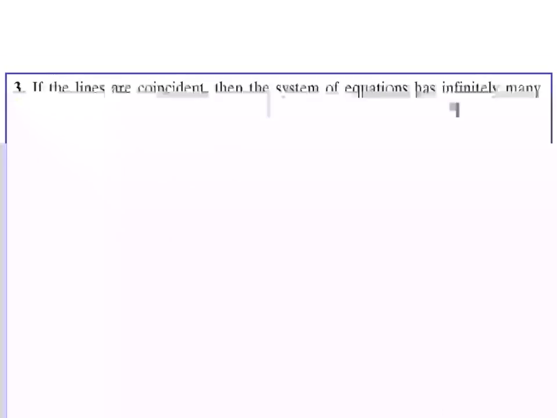Now, if the lines are coincident, then the system of equations has infinitely many solutions, which is represented by the totality of points on the line. So this system is consistent, just like the first one was, but the equations are called dependent instead of independent. This is not as typical as having independent equations, but it's definitely possible.